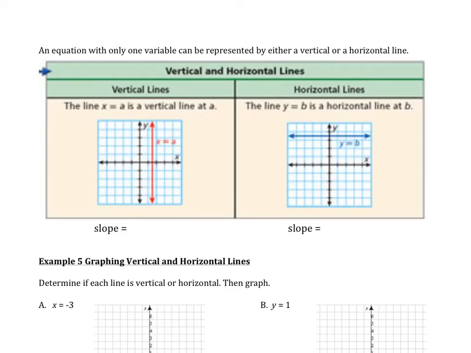We have 2 special kinds of lines. We have vertical lines and horizontal lines. A vertical line is going to be represented by an x equals equation, and a horizontal line is going to be represented by a y equals equation. Vertical lines have no slope, and a horizontal line has a slope of 0. So try to remember horizontal with the letter Z for 0.